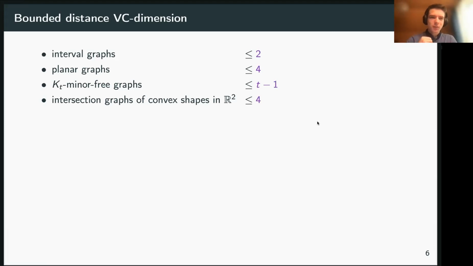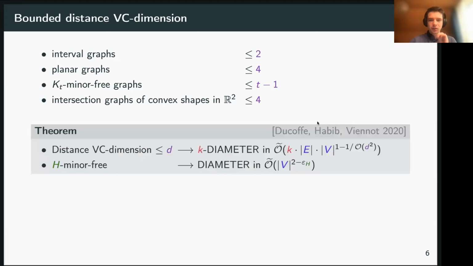So, is this parameter useful? It turns out it is. Namely, a few years ago, it was proved that if a graph has distance VC dimension at most t, then we can actually solve the k-diameter problem in subquadratic time. This algorithm has dependence on the diameter length, but if k is constant, then we don't care. And it's already an improvement because for general graphs, we cannot solve 2-diameter, if you recall.